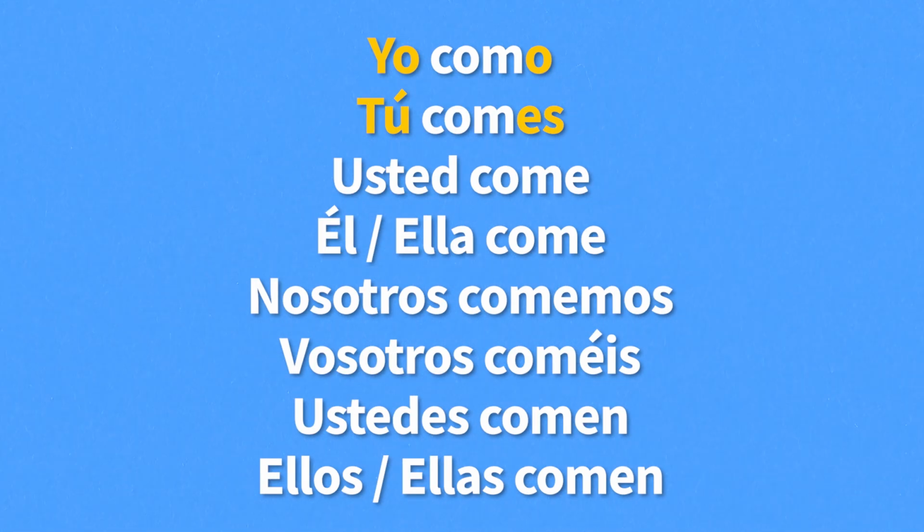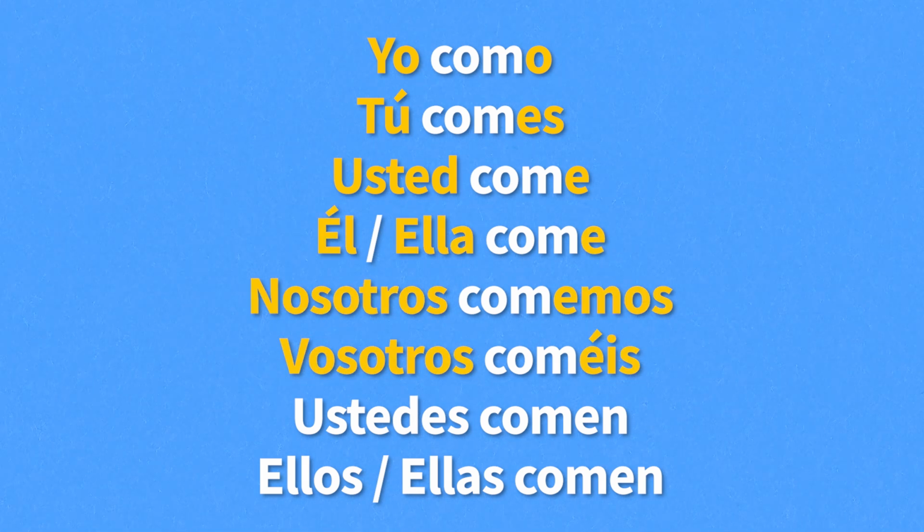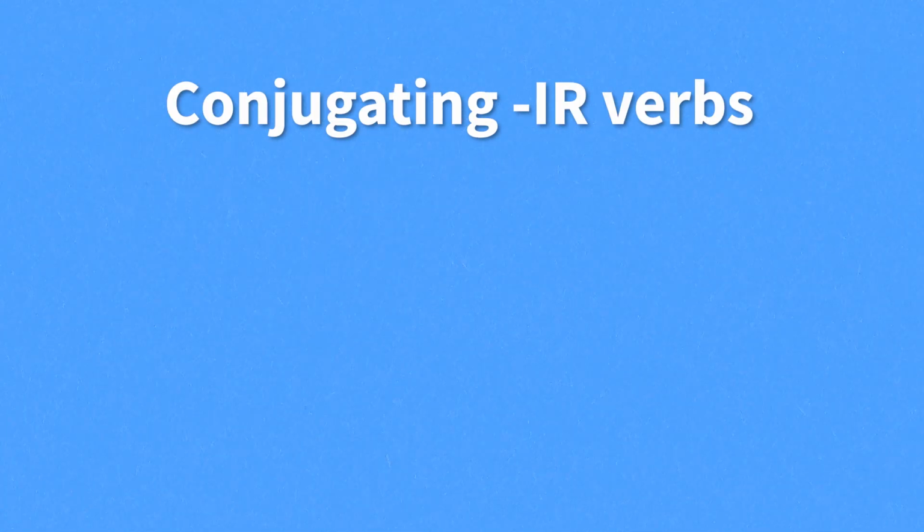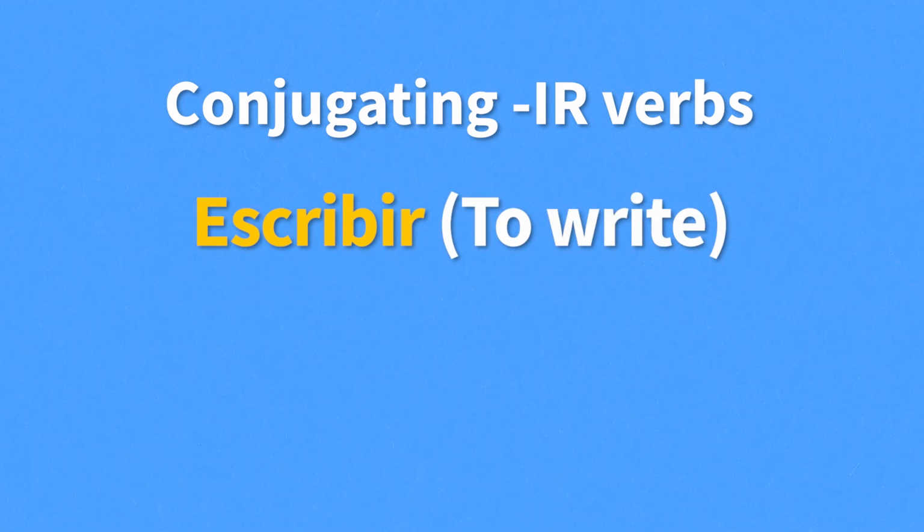Tú comes. Usted come. Él, ella come. Nosotros comemos. Vosotros coméis. Ustedes comen. Ellos, ellas comen. Now that we know the conjugations for ER verbs, let's take a look at how to conjugate IR verbs. Let's take the verb escribir, to write, for example.